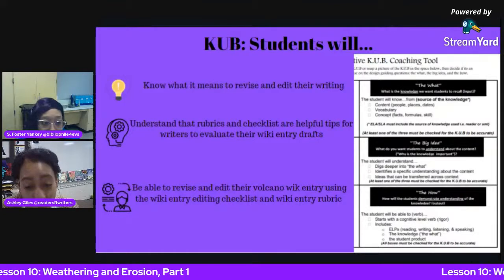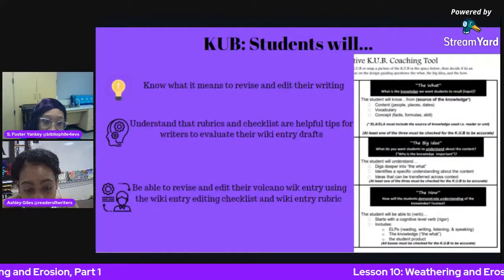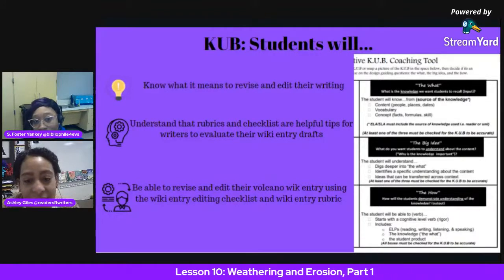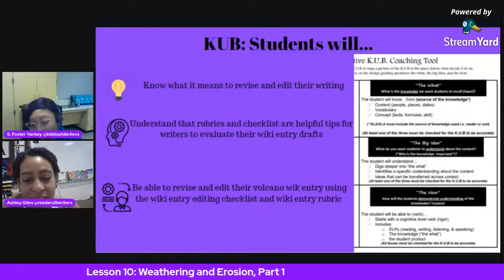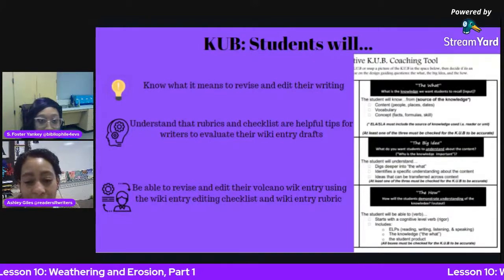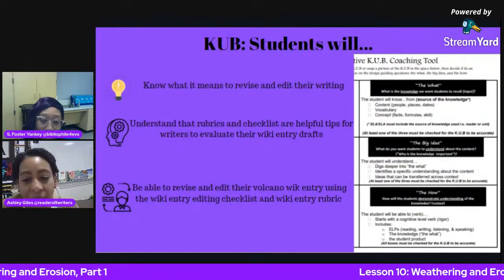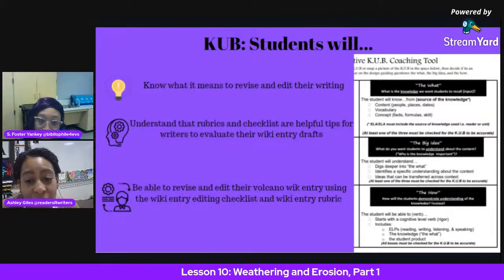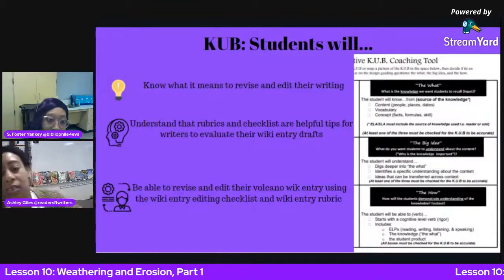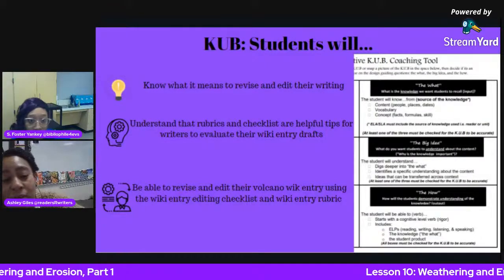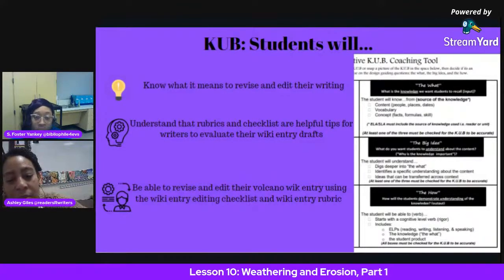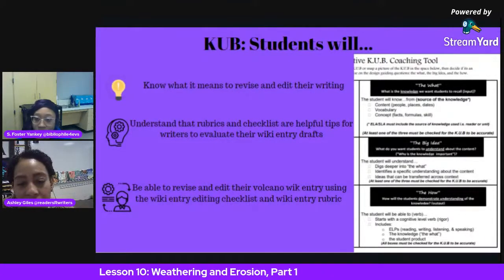So what is the new understand now? I would say understand that revising and editing are an important part of the writing process, because that's why they need to know what revising and editing are. Nothing about rubrics and checklists. No, we don't have to, because those are in our be able to products. And revising and editing is at the top. It'll be in the understand, and it will also be in the be able to. Love it. That's how we can fix it.